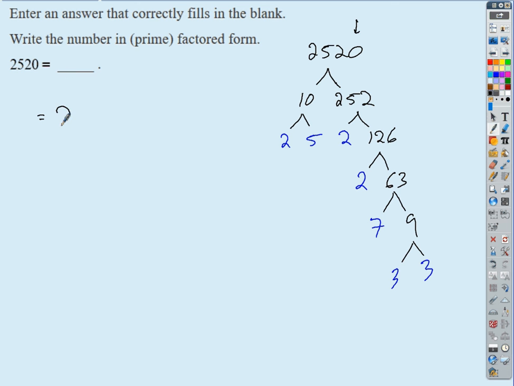Okay, 2 cubed, right? So that takes care of all the 2's, times 3 squared, and we'll gradually work up from smaller to bigger prime factors. So we get 3 squared, which takes care of those 3's, times 5 times 7. There we go, right? Got it.